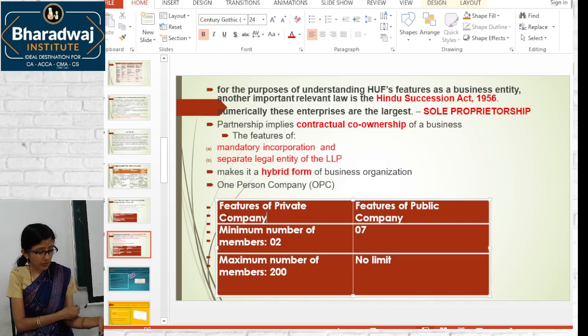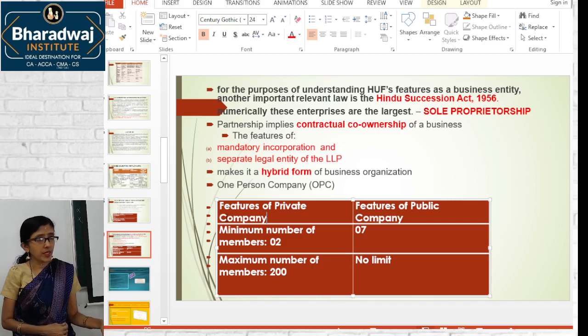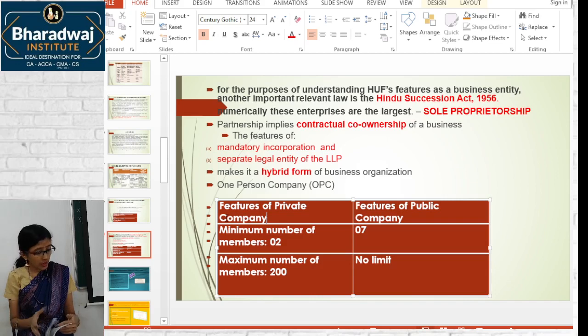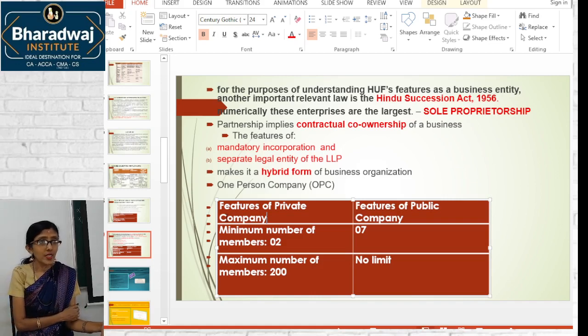Agriculture does not comprise industry and hence business. True or false? Recollect the Indian context. A small clue is you have to recollect the Indian context. Agriculture does not comprise industry and hence business. Is it true or false?